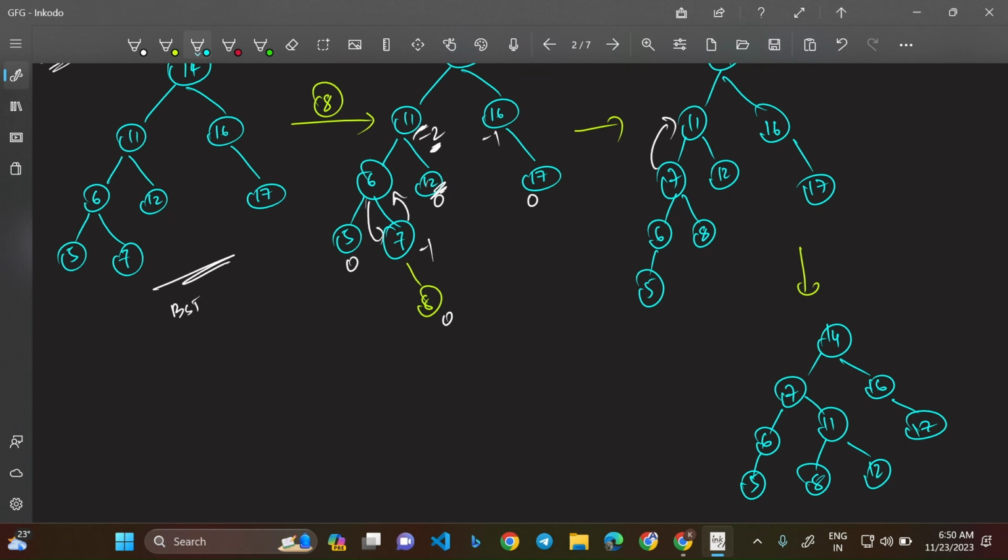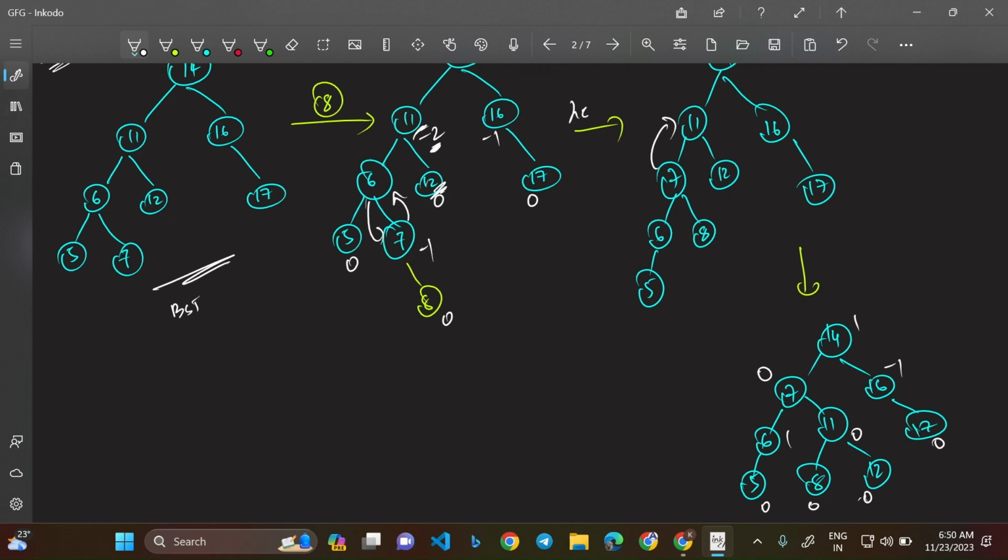Now if you carefully observe, everything is balanced, isn't it? The balance factor here, if you just write, this is 0, 0, 0 and this is 0, and for 11 it is 0 again, for 6 it is 1, and for 7 it is 0, for 16 it is -1, and 14 it goes up to 3 in the left and 2 in the right, so it's 1. So everything is balanced now.